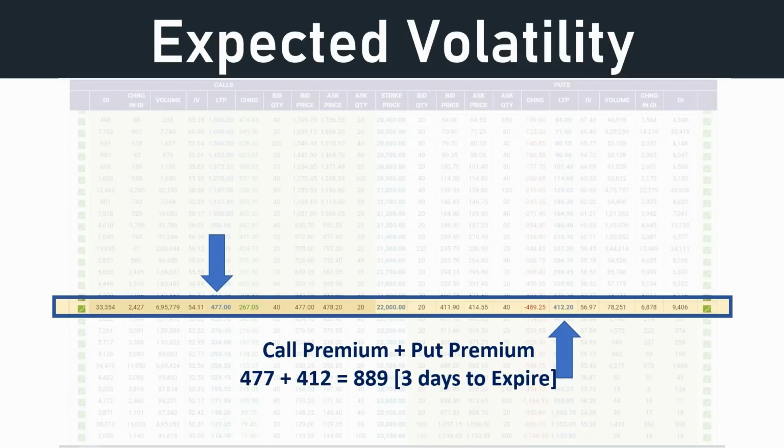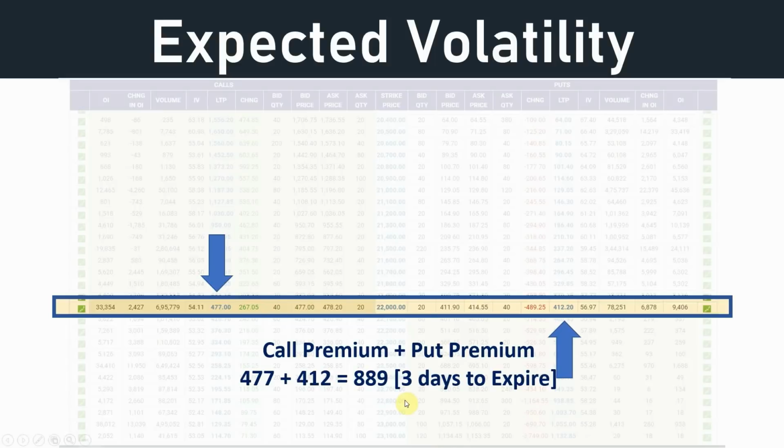If you have a bit of experience with straddles and strangles, you must be aware of defining the range using a particular strike price. So the call premium and put premium collectively come to 889. I'm talking about this 412 and 477. So approximately 889 is the premium one can pay or receive by getting into this particular strike price. That defines the range. So the market may be around 22,800 on the downside.